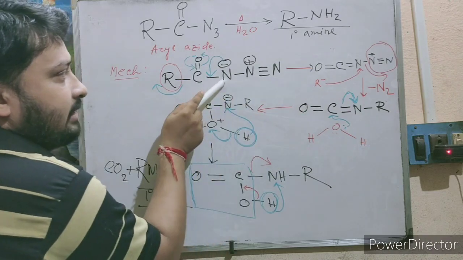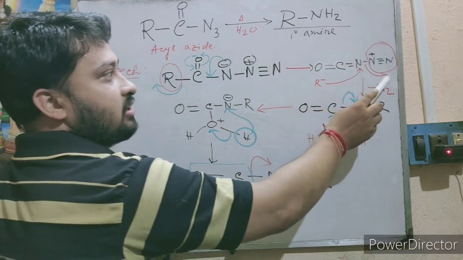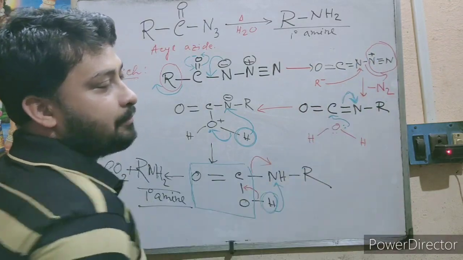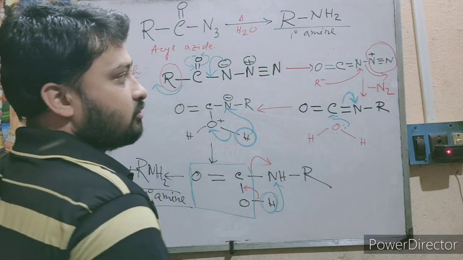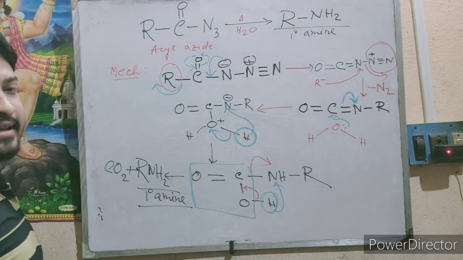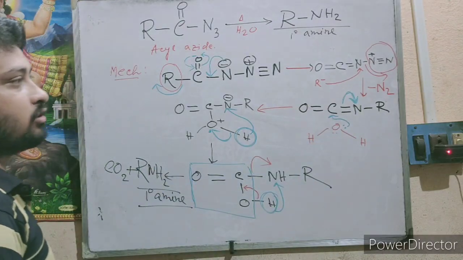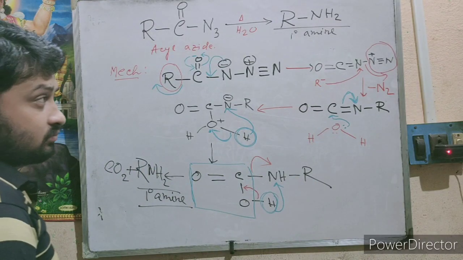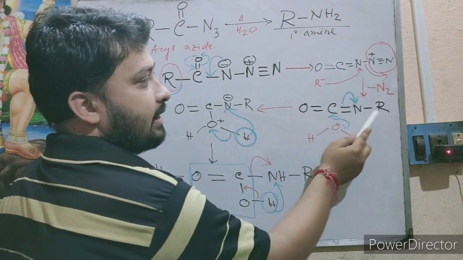This negative charge hits this nitrogen. When it hits this nitrogen, the N2 group is removed from here. Why? Because thermodynamics helps to remove this nitrogen, and as nitrogen is a gas, it is a very good leaving group for this compound. So azide is very important for this reaction. So you get OCN and R.